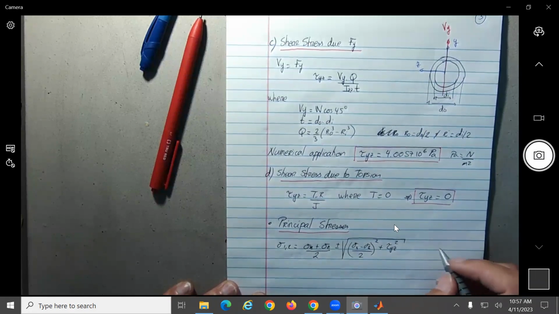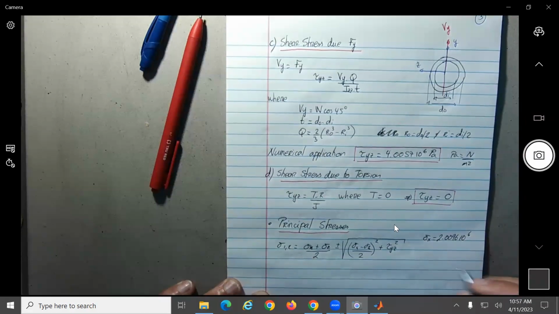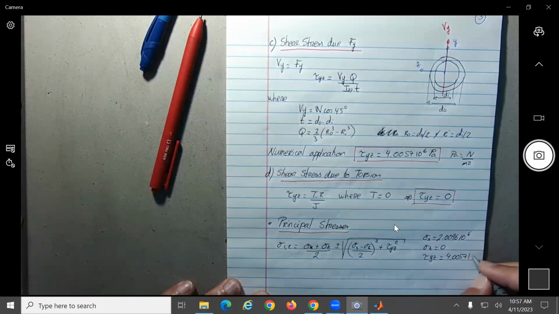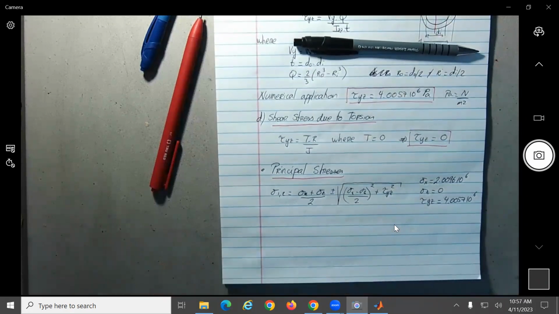So basically we know here that sigma x will be equal to what? What was the value we had initially? Will be equal to the top, 2.0096 10 to the 6. Sigma z is 0, and the tau yz will be the one we just found, 4.0057 10 to the 6. So I'll go ahead and do the calculation on your side. I do it on my side. Okay, I do it live with you if you want, doesn't matter.